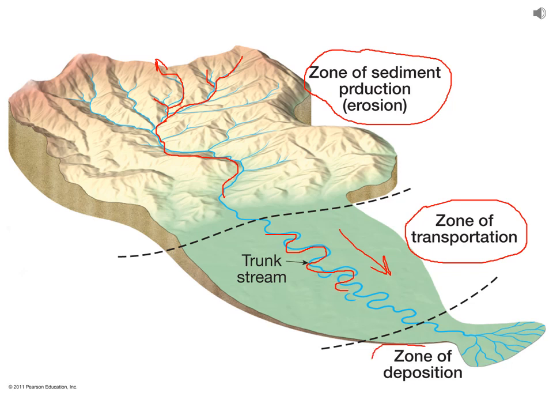Then at the bottom of any stream network, we've got the zone of deposition. This is where the stream meets the ocean or whatever local base level is. And this is where the gradient gets very shallow or zero, and the water velocity slows down, and the sediment drops out.